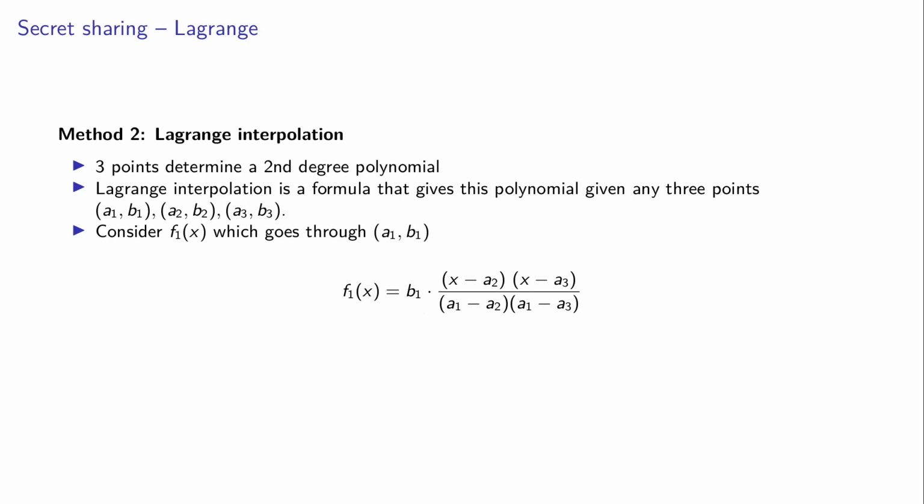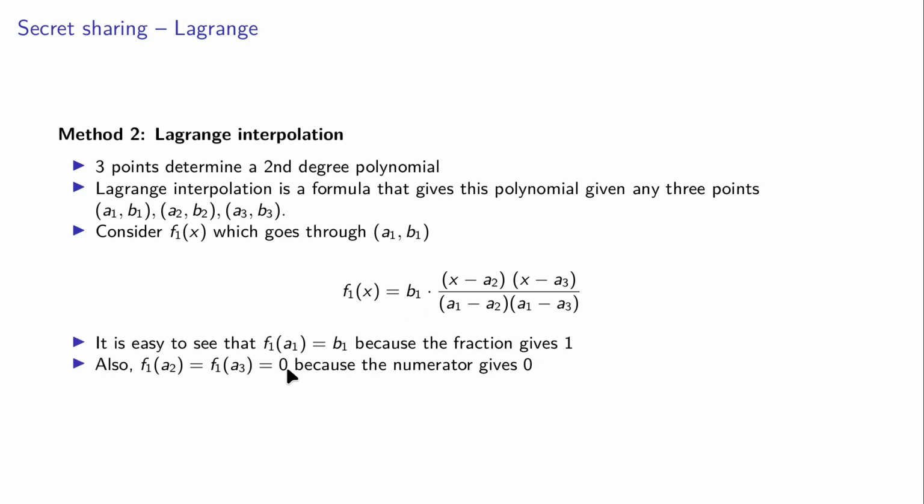We will also need another property, because we're going to add up F1 with F2 and F3 on the next slide, and we don't want F1 to complicate things. So the definition of Lagrange will make it so that if we substitute A2 in this formula, this factor will be 0, so the whole value will be 0. And the same is true if you substitute x equal to A3, this part will be 0, so the whole product will be 0. So this is good.